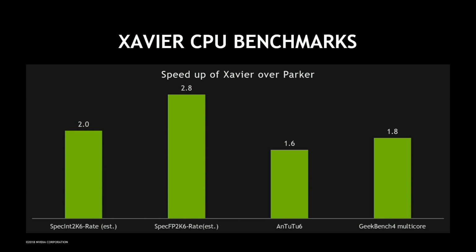So our CPU, if we compare it to Parker, which was our previous generation Tegra SoC, we are at about 2x the performance. More for SPEC FP, but for SPEC 2K6, we're about 2x per core. It's 21 SPECint 2K6, and then this is the aggregate. But yeah, the Xavier CPU is just the thing driving all of these accelerators.